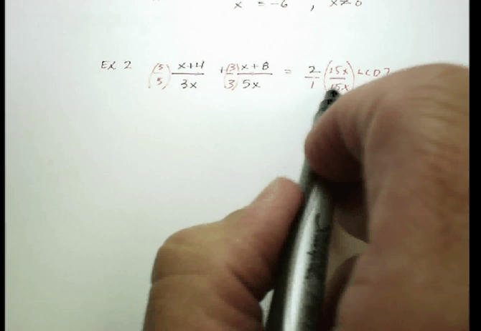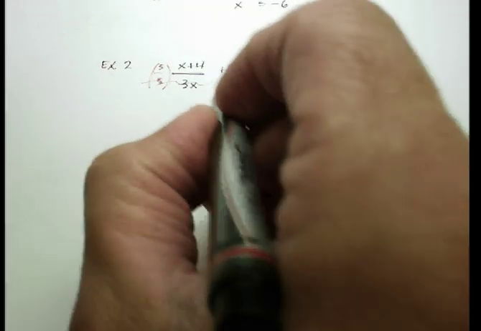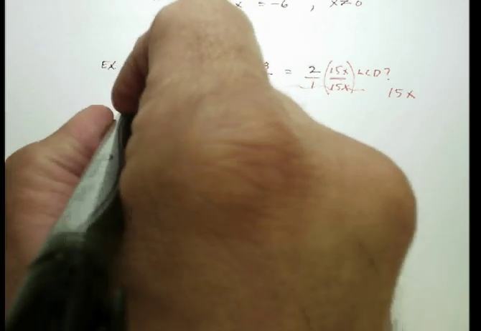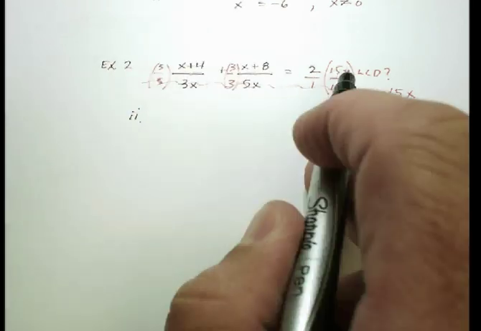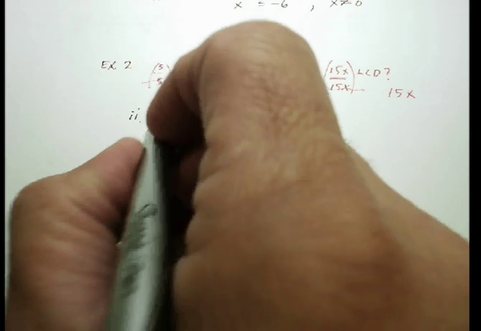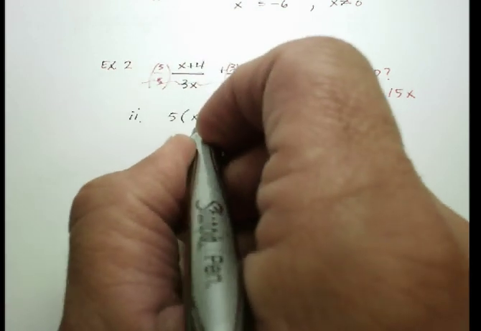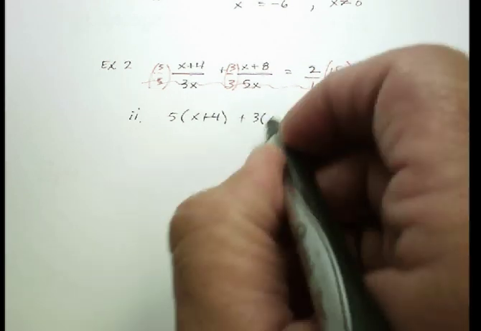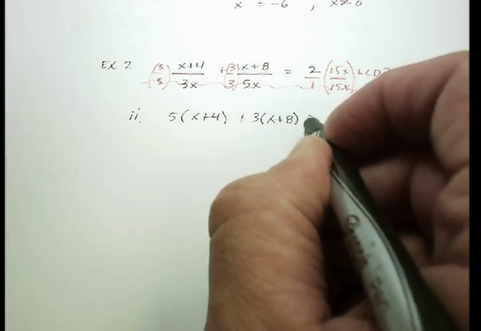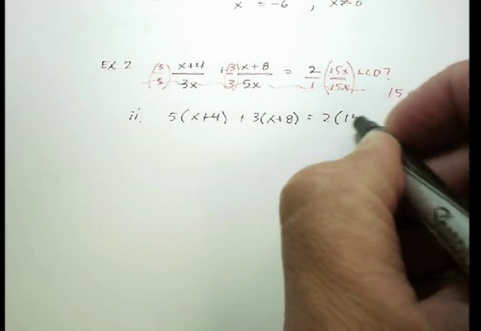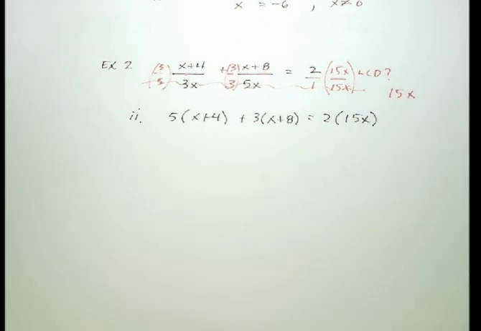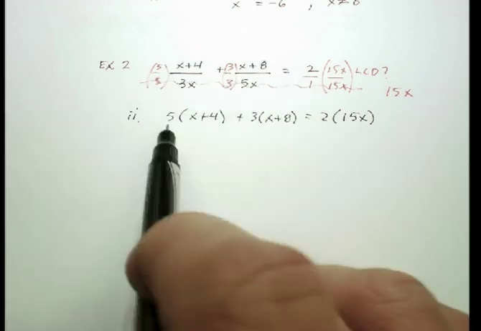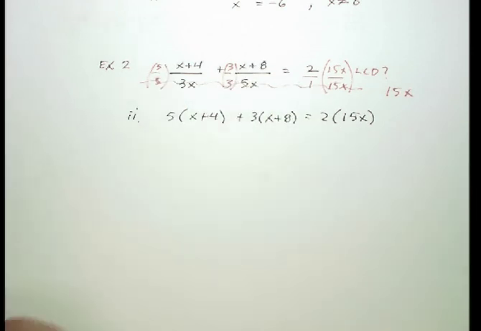Remember, we get to cross out the denominators. And now, for my second step, I'm just going to rewrite the numerators. So it's 5 times x plus 4 plus 3 times x plus 8 is equal to 2 times 15x. That equation is equivalent to my initial problem. And look at that, I've gotten rid of all my denominators and it's going to be a lot easier.